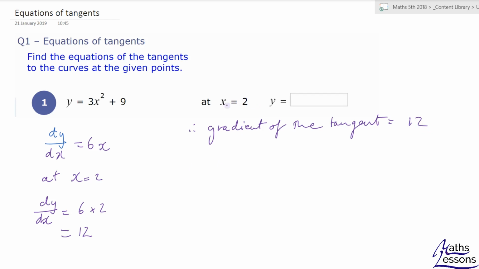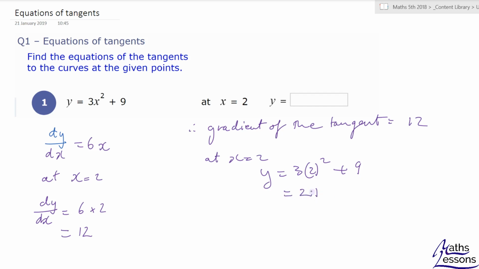Now, there's two ways we can go about finding the equation. The first thing we need to do is find a point the line goes through. So we know the x value, we've got x equals 2. We need to find the y value. So y equals 3 times 2 squared plus 9. So 2 squared is 4, times 3 is 12, plus 9 gives me 21.